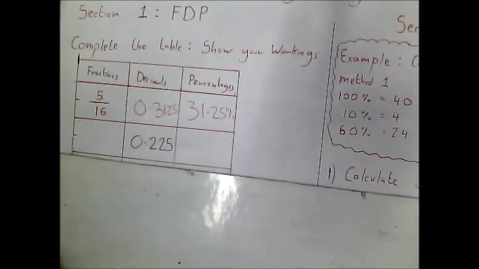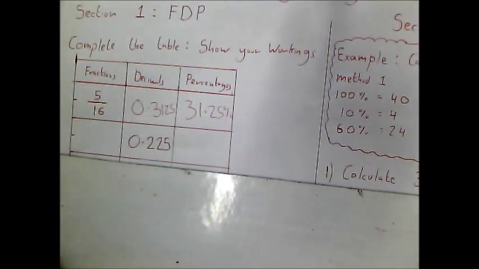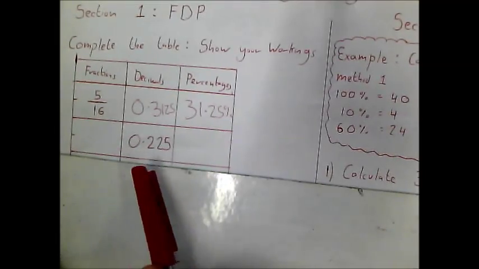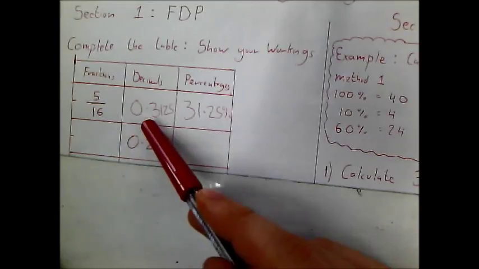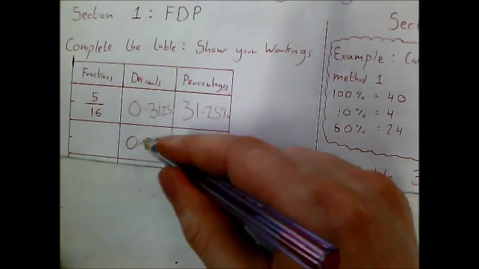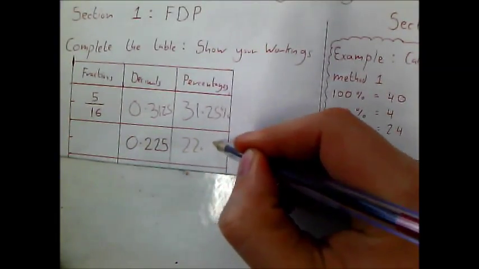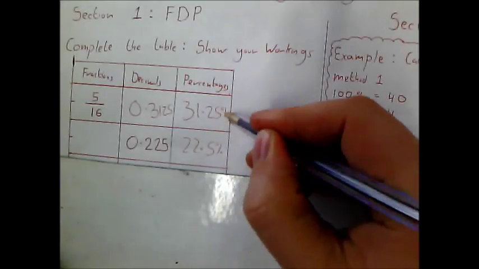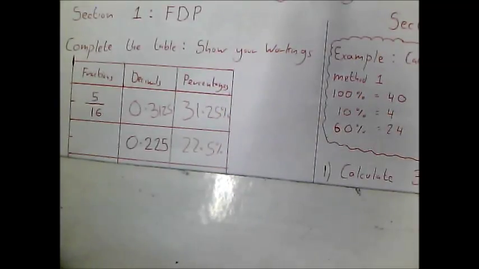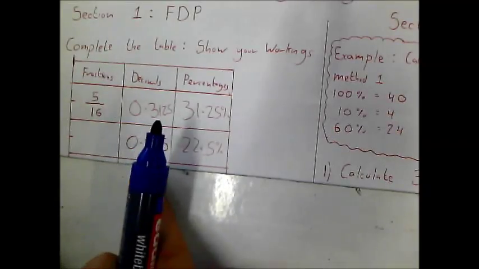Okay, let's look at the next question. Once again, we'll start off with the easier one. So 0.225 can be written as a percentage by multiplying by 100. So that's just going to be 22.5%. Make sure you include the percentage sign, otherwise your answer is incorrect.